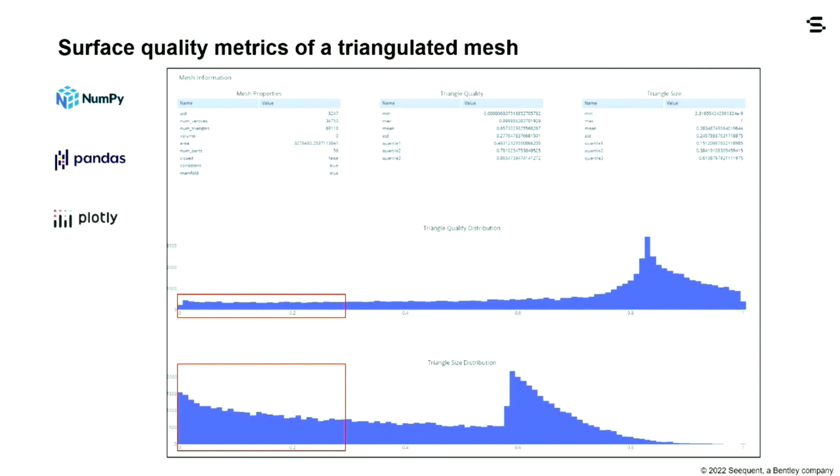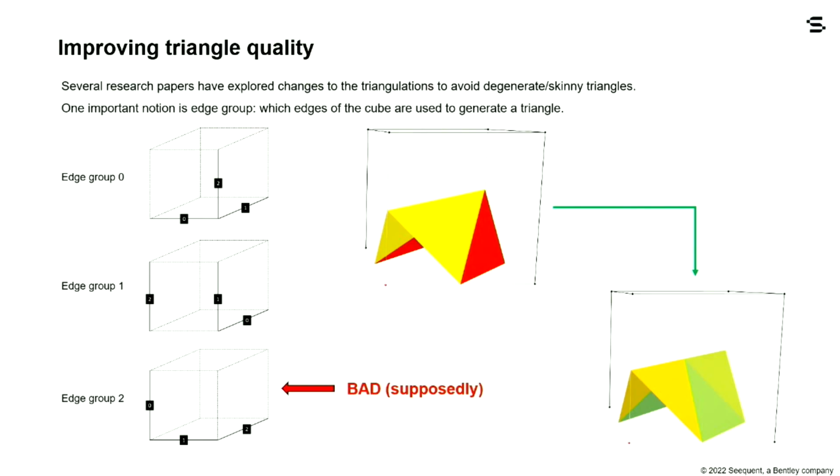So how do we tackle the problem of improving the triangle quality? I'm not going to go into details because I'm running out of time, but you can basically adapt your triangulations when you're running marching cubes to remove what they call edge groups. An edge group is the way you triangulate. You create a triangle between the edges of a cube. And you can basically swap 4 triangles with 6 triangles leveraging the centroid of your cube.